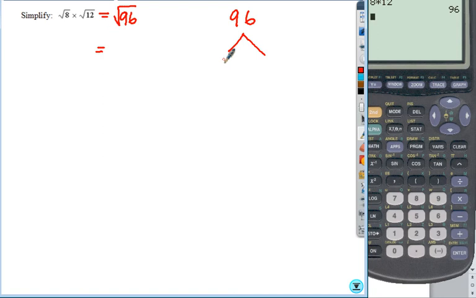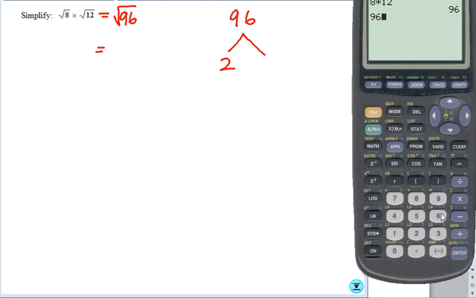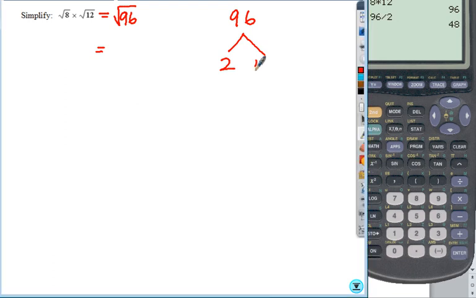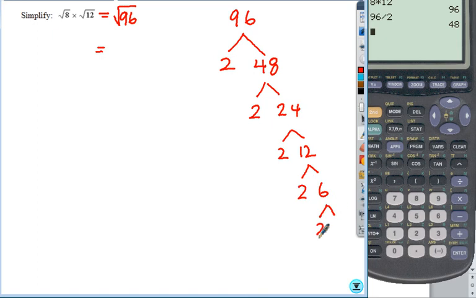So what I like to do is just simply divide by 2. If I take 96 and I divide by 2, I get 48. That means that 2 times 48 would give me 96. Do the same thing again. I can break up 48 into 2 times 24. And the 24 can get broken down into 2 times 12. And the 12 can be broken up into 2 times 6. And the 6 can be broken up into 2 times 3.